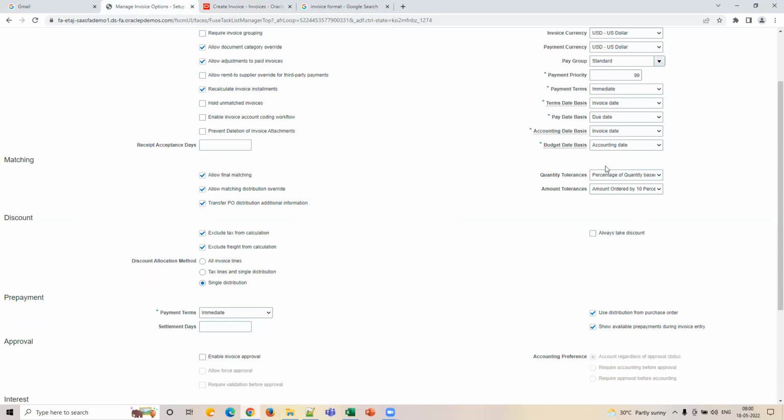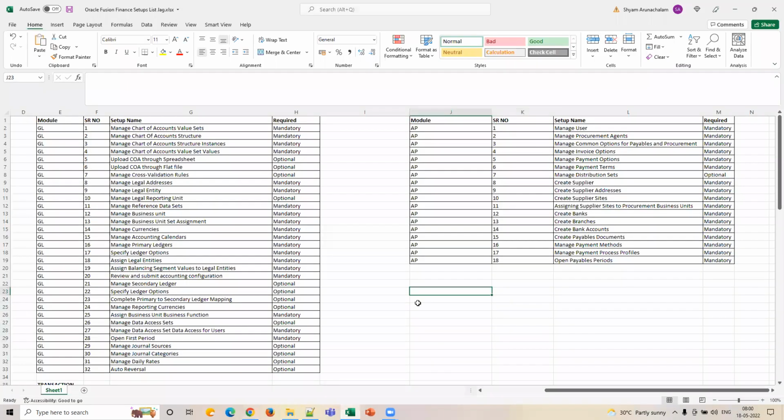Not get transferred. Okay. Then what about this quantity tolerance, amount tolerance? Tolerance, you remember, right? In the cash management module, we have seen tolerance. Okay, let's take an example. This is my purchase order. This is my invoice. In the purchase order, I have said, send me this item, 5 quantity, and the cost of the 5 quantity is 500.